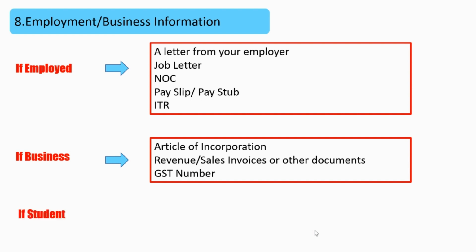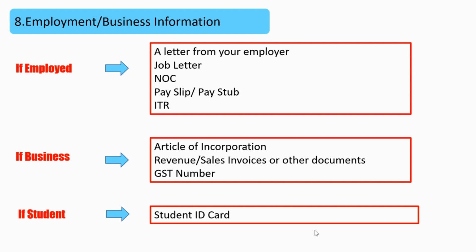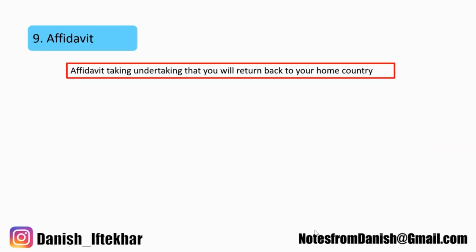If you are a student, you can upload your student ID card. These documents are optional. The travel document that I talked about is also optional, but both these documents I consider to be of some importance because they show your ties to your home country. The next document, again optional, is an affidavit. You can prepare an affidavit taking an undertaking that you will return back to your home country.